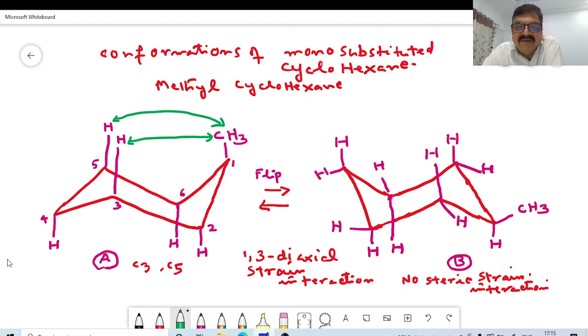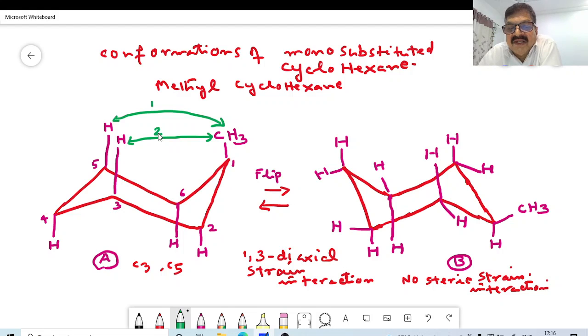In A, if we take this conformation, now there are two 1,3 diaxial steric strain interactions. Okay, what two are there? This is one interaction and this is the second interaction. So there are two 1,3 diaxial steric strain interactions here in conformation A, between the methyl group and the axial hydrogens at C3 and C5. An axial methyl group is close to the two other axial hydrogen atoms here. It will create two destabilizing steric interactions, which is called 1,3 diaxial interaction.